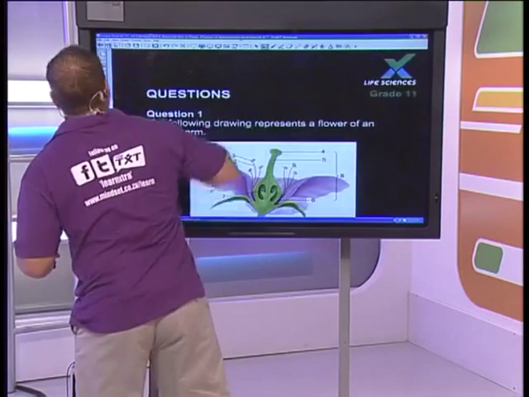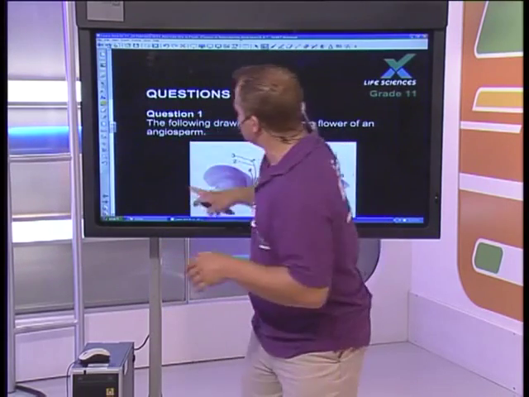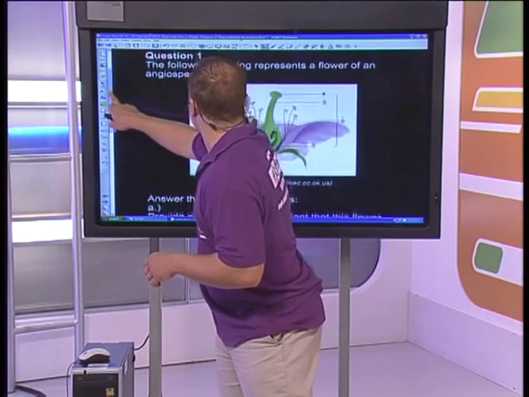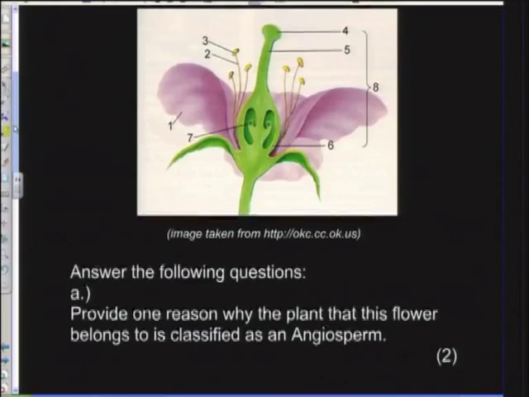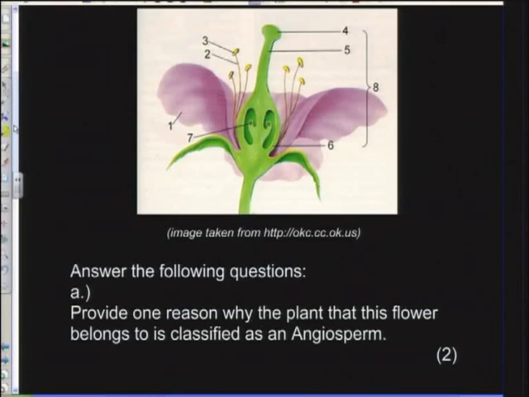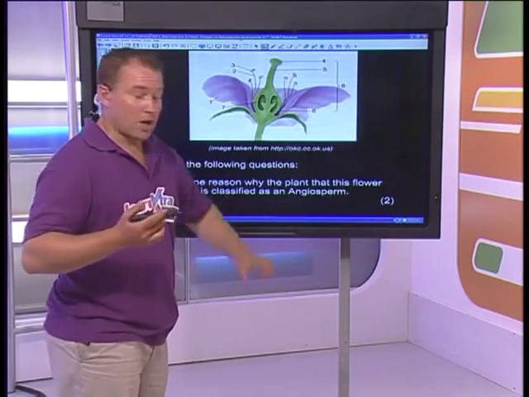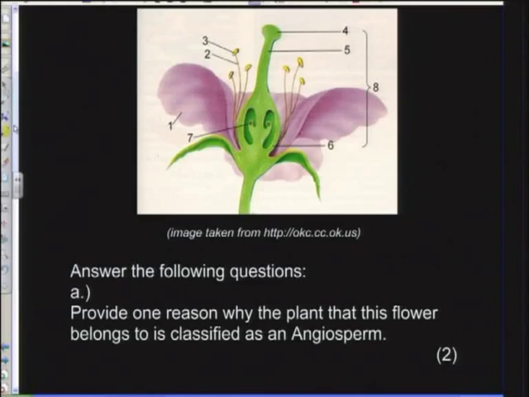Llewellyn. Hello. Now, what I did was I made sure that we got some nice questions. Now, this is something that everybody is going to put in your exam. It's an angiosperm, a picture of an angiosperm. And they're going to ask questions, especially on things like, what are the labels? So, let's have a look and answer the following questions.